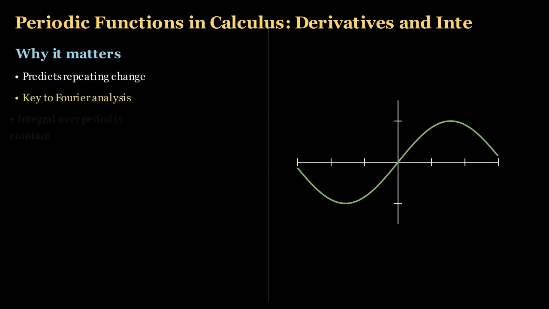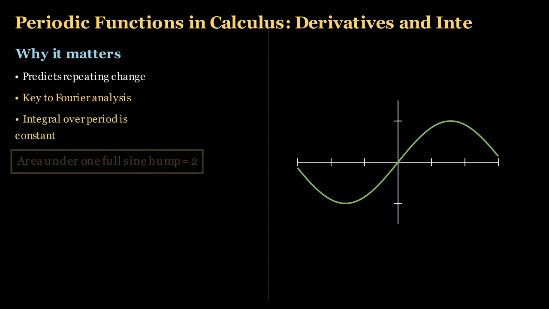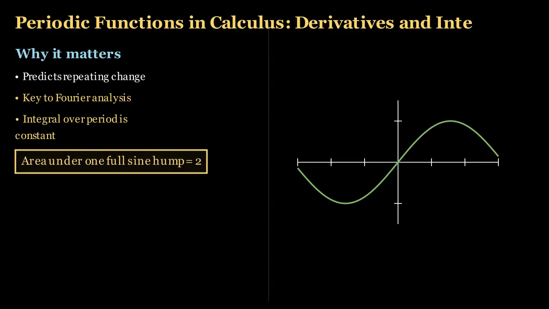Even more powerful is the integral property. The area under one full period of a periodic function is always the same number, no matter where you start measuring. This is the foundation of Fourier analysis, where we break any periodic signal into simple sine waves. It means the average value over a cycle is fixed, which is crucial for designing circuits, analyzing sound, and solving differential equations. Let's derive this from the unit circle you already know.